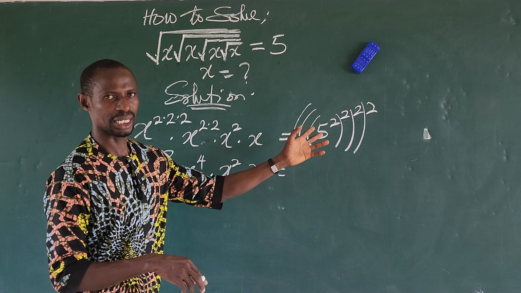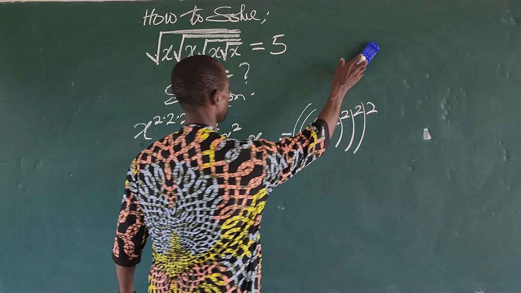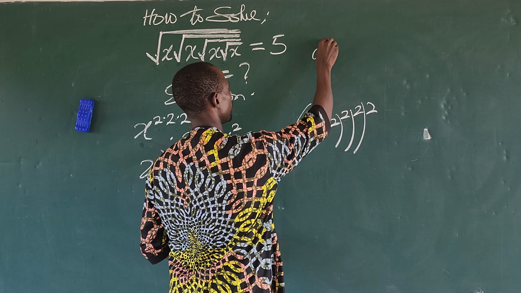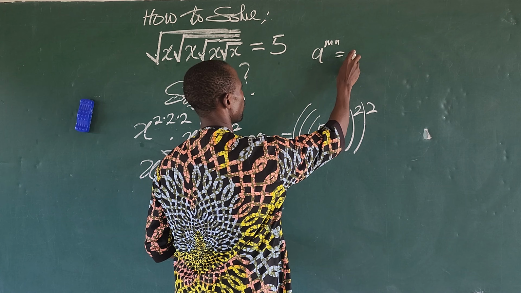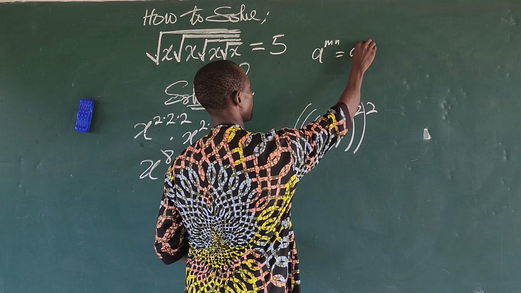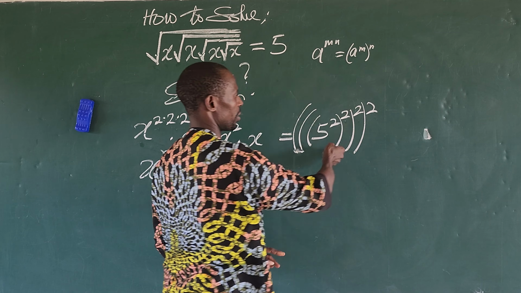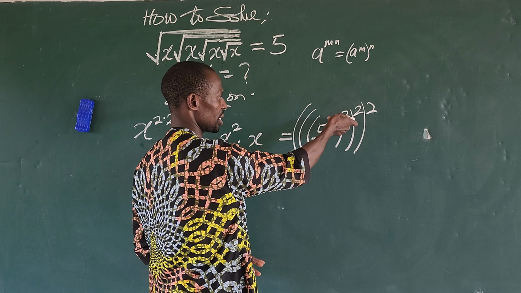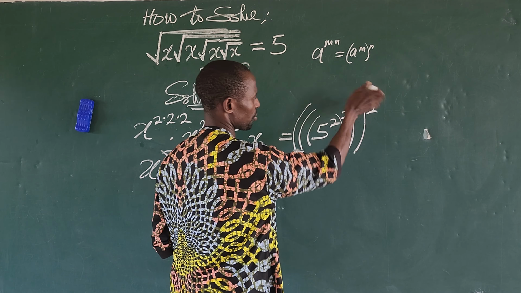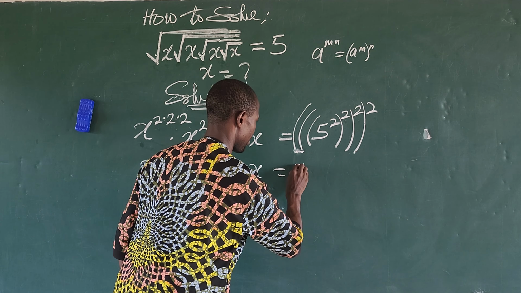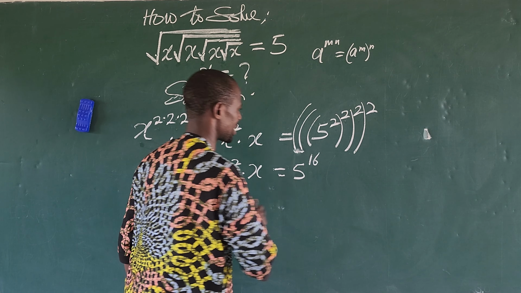Why are we doing this? Because according to the law, it says that if you have a to the power of m, all to the power of n, this is equal to a to the power of m times n. So we can multiply this, because this is raised to this, and this is raised to this, raised to this. So we can multiply all this through. So this is going to give us our 5 to the power of 16.